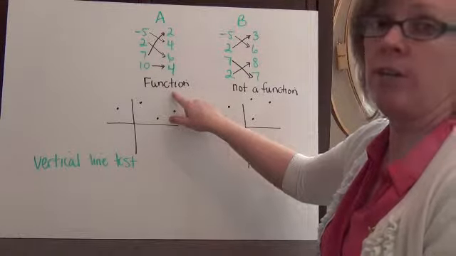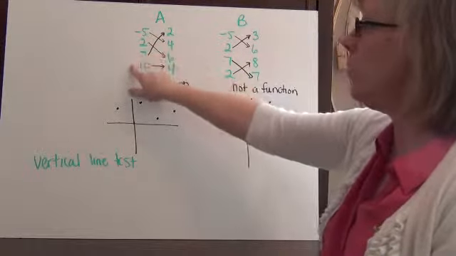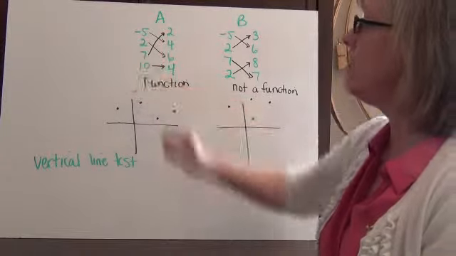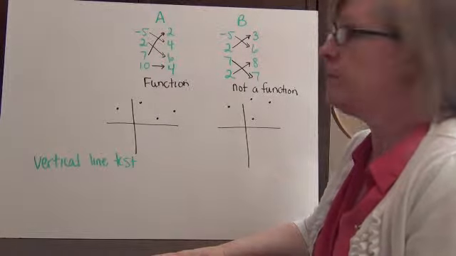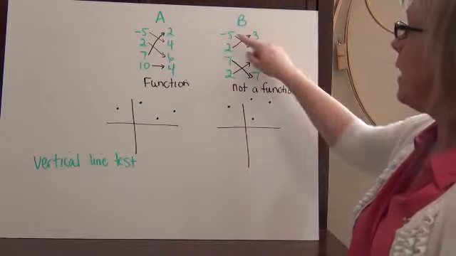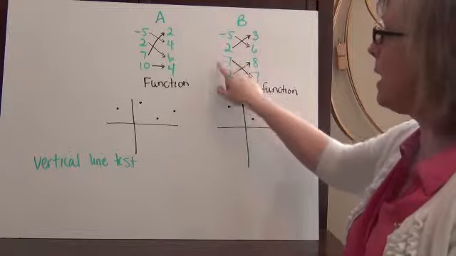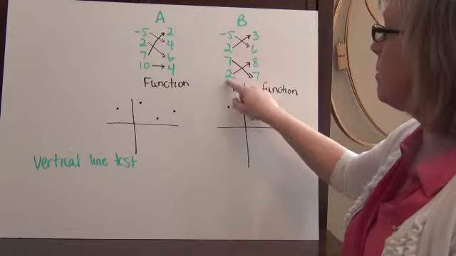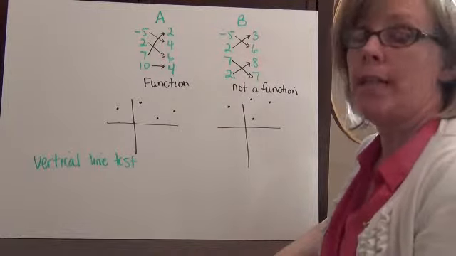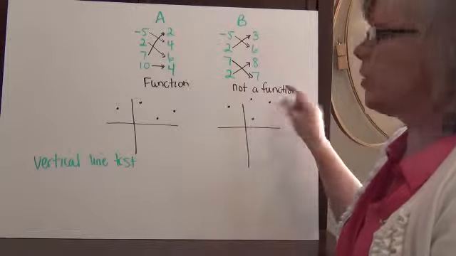This one is a function. All I need to do is look at the inputs, and I get no repeats. That's a function. Look at the second one. I look at here. Oops, I have a 2 here and I have a 2 here. That means these x values of 2 are both mapping to a different y value. That can't be. This one is not a function.